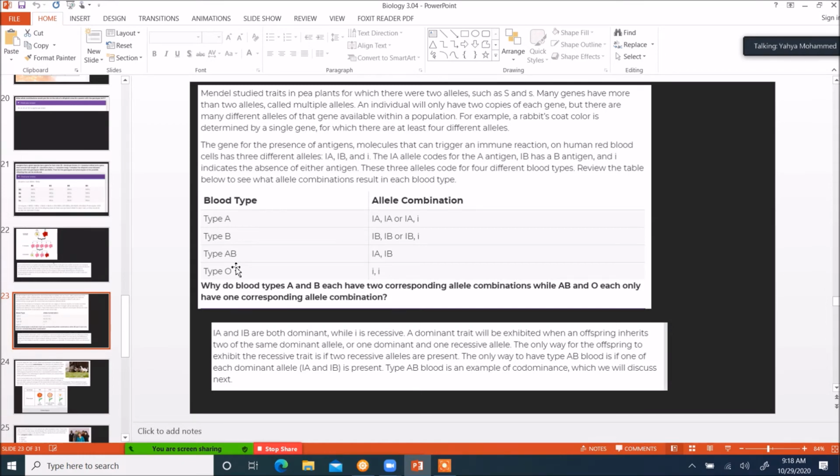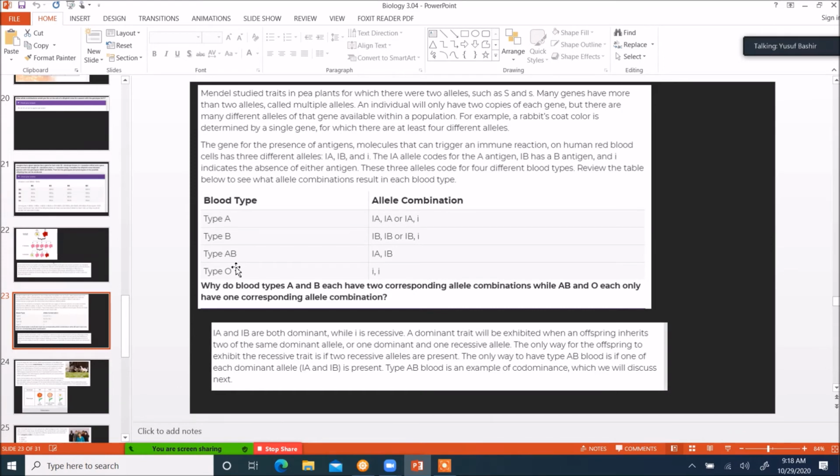So if you just have A, that's called type A, because you have the type of sugar that makes it A on the surface of your red blood cells. It shows you the allele combination. These are all codominant alleles. I is basically not A and B; A and B are dominant over I. But A and B are not dominant with regards to each other. They are codominant.